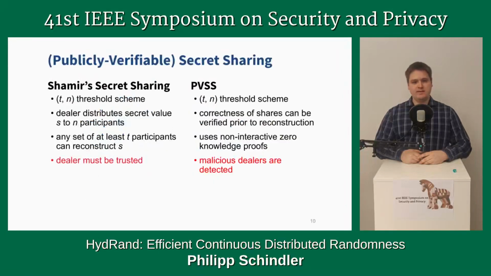The main difference between PVSS and secret sharing is that we have to trust the dealer in the secret sharing setting. A publicly verifiable protocol, on the other hand, enables all parties to detect a malicious dealer at the time the shares are distributed. For this purpose, efficient non-interactive zero-knowledge proofs are used.